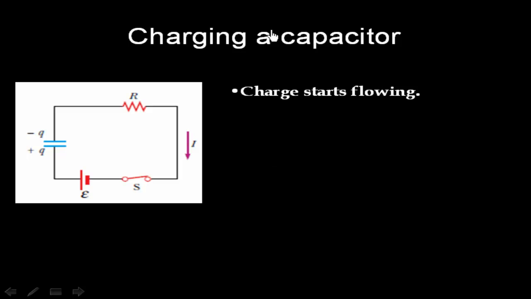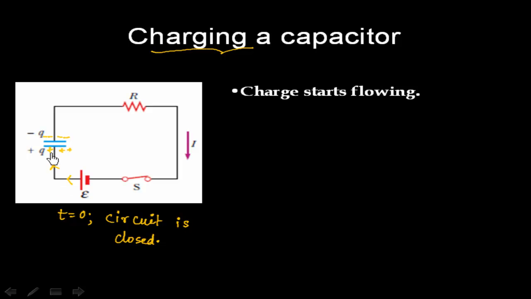Let us discuss the charging of a capacitor. What will happen if I close the switch? So now the circuit is closed at t equals 0. Now what will happen? The positive pole of the battery will push a current in this direction. So positive charge will go in this direction. So charge starts flowing, and negative charge will flow through this wire, and negative charge will start developing here, and positive charge will start developing here.